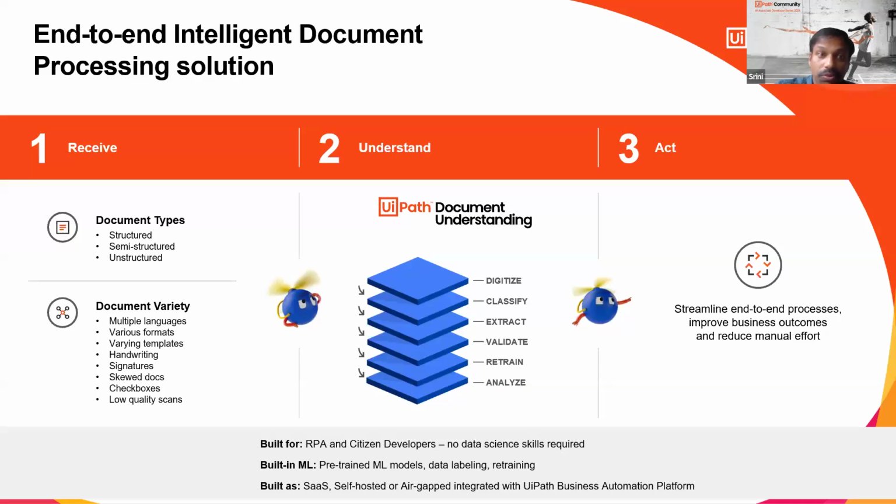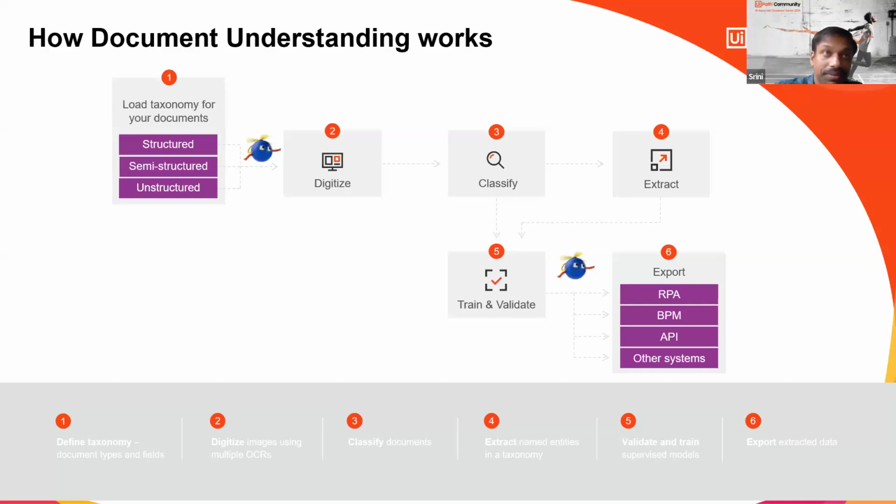Yeah. So how does document understanding work? The first step is to load the taxonomy. Don't worry if I use some words you don't know, we can cover this in this section itself. So for the taxonomy, we have to define it like a structure for the documents, whether structured, semi-structured or unstructured. Yeah. The next step is that we need to digitalize those documents and then it has to classify.